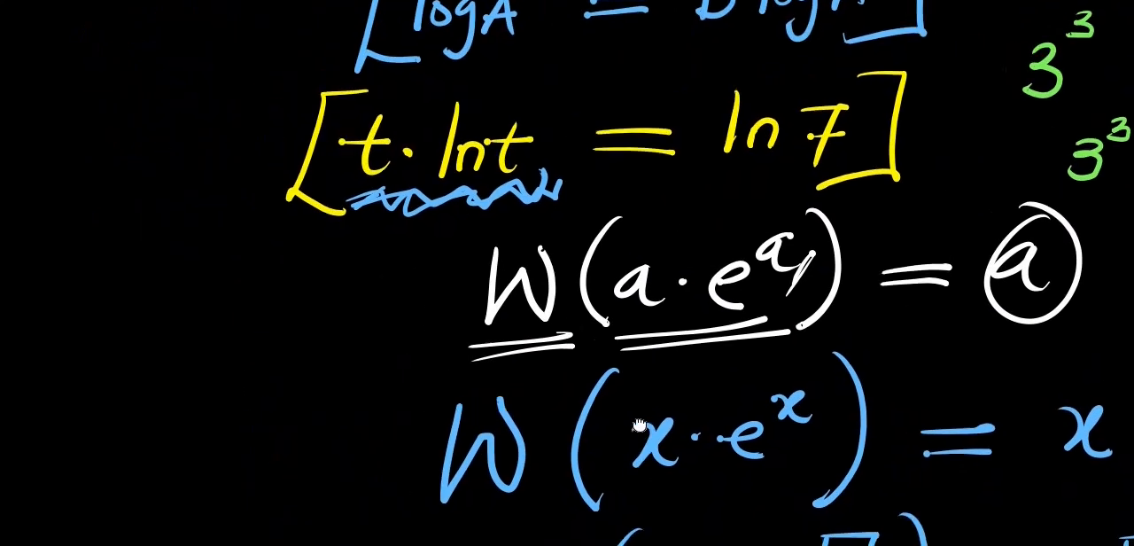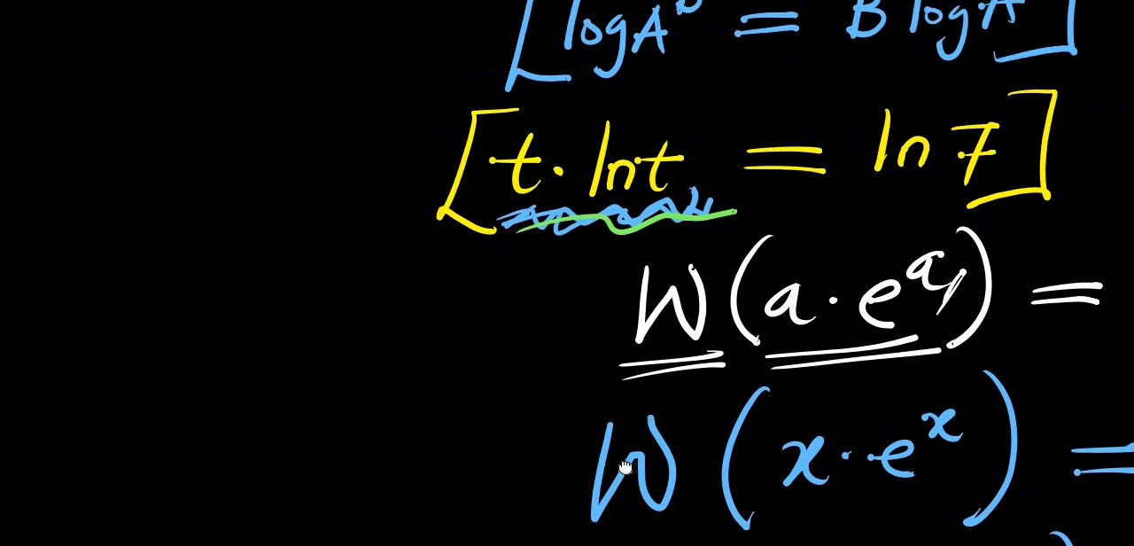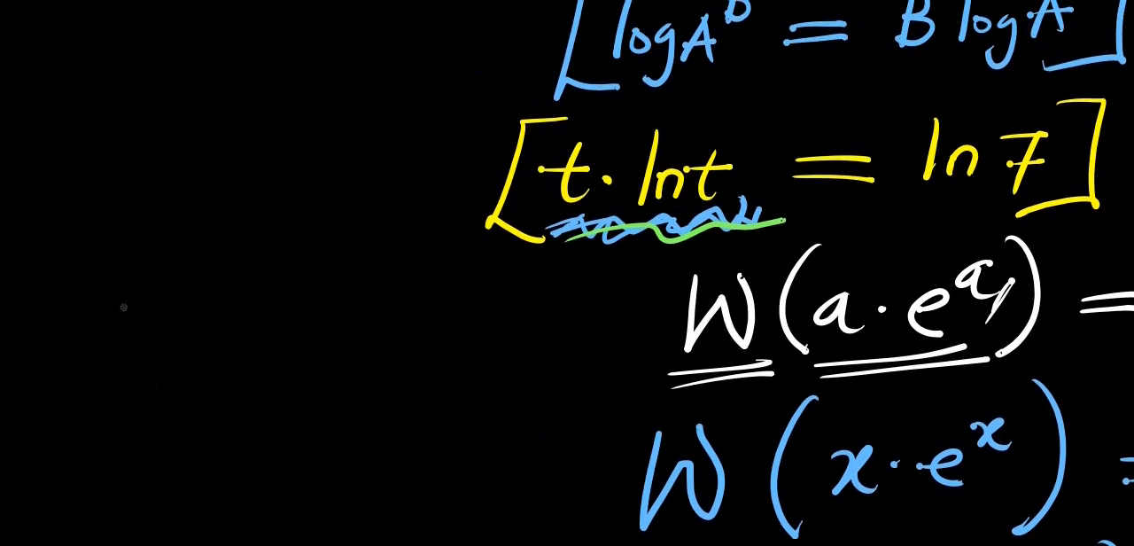So what we are going to do now is to manipulate this into the form of a times e power of a. And for us to do that, this is the trick, so pay attention right now. We have t times ln of t, and this equals ln of 7. I've just copied this down here.